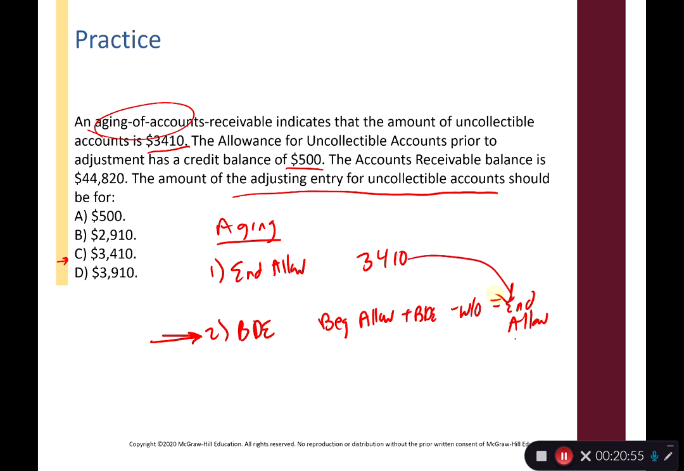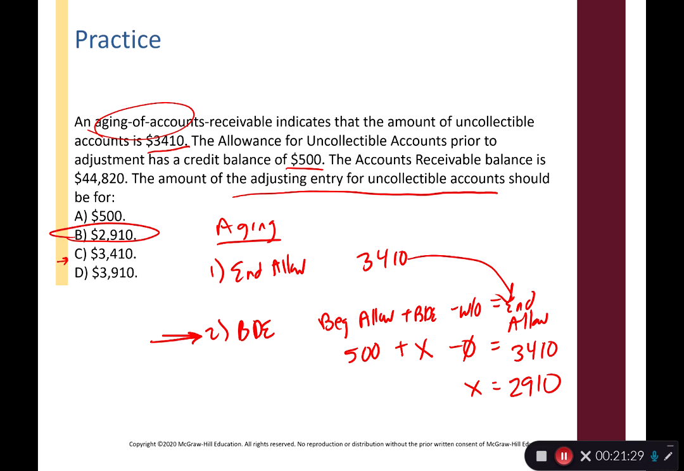The ending allowance is 3410. They did the work for us. They used the aging method and got it. So that means that's the ending allowance because step 1 in the aging gets you ending allowance. BDE is what we're looking for. The beginning allowance is 500. It's a credit balance, which means it's positive. BDE, I don't know. Write-offs are 0 because they're not mentioned. And then I can solve, and x equals 2910, and that would be the right answer. So it's extremely important you follow these steps.